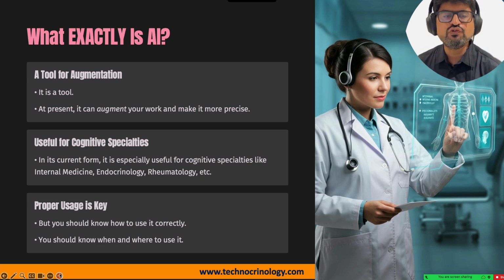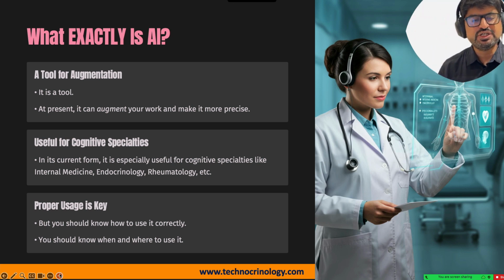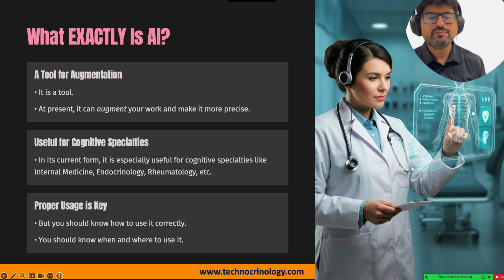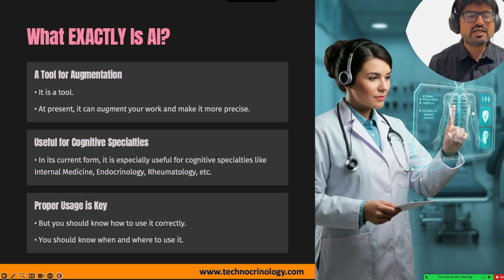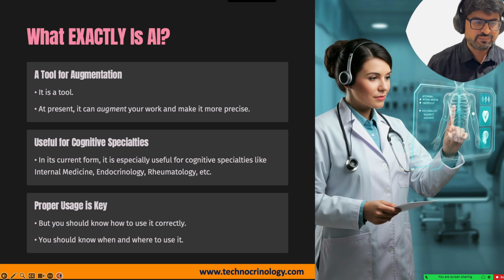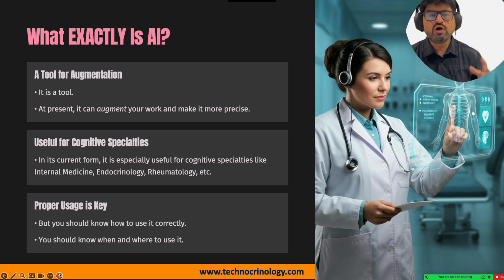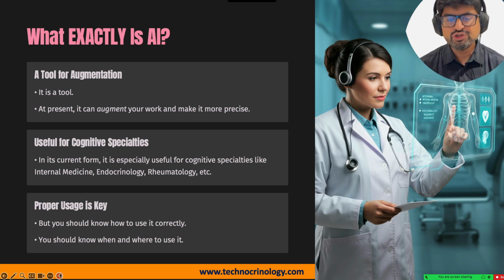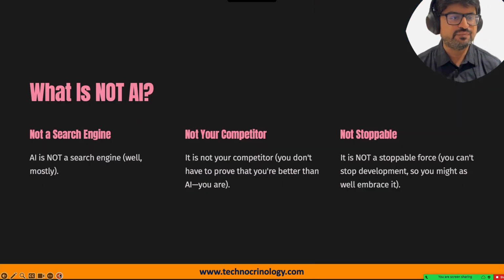It is very useful for cognitive specialties. For example, specialties like internal medicine, endocrinology, diabetology, rheumatology. For these specialties, it is almost inevitable that you'll have to use AI somewhere or the other. And most importantly, you should know how to use it. So proper usage is key, where you should use it and where you should not use it. And that's why today's 1 hour session is going to be, a lot of it is focused on how to use it and where to use it.